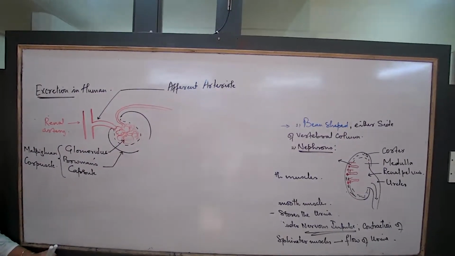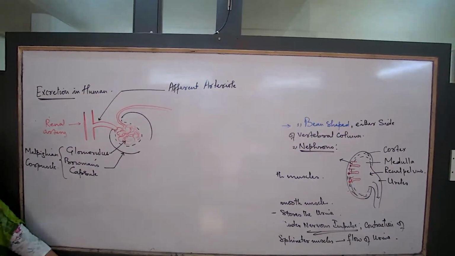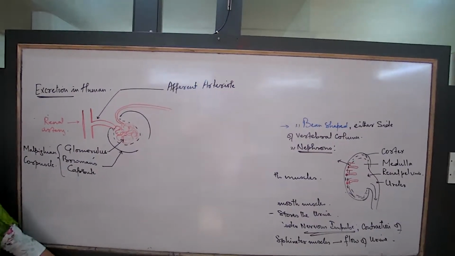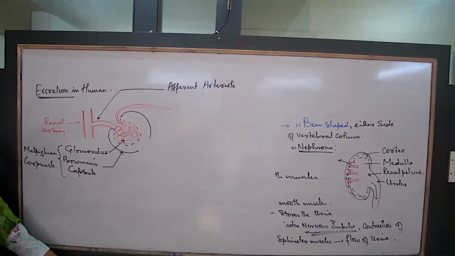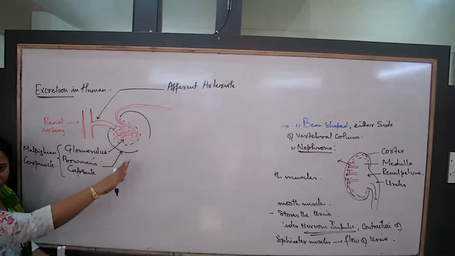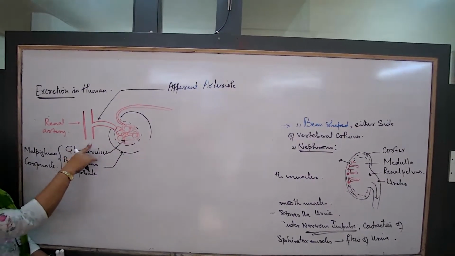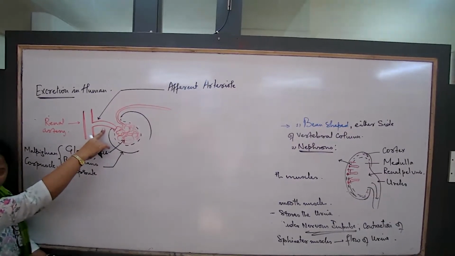Now this is only to make you understand. ये जो inner wall है, इसमें ना pores रहते हैं, openings रहते हैं, which also help in the process of filtration. And the outer wall is thick, even. Clear? So I'm talking about the renal artery जो divide होके afferent arteriole बना.